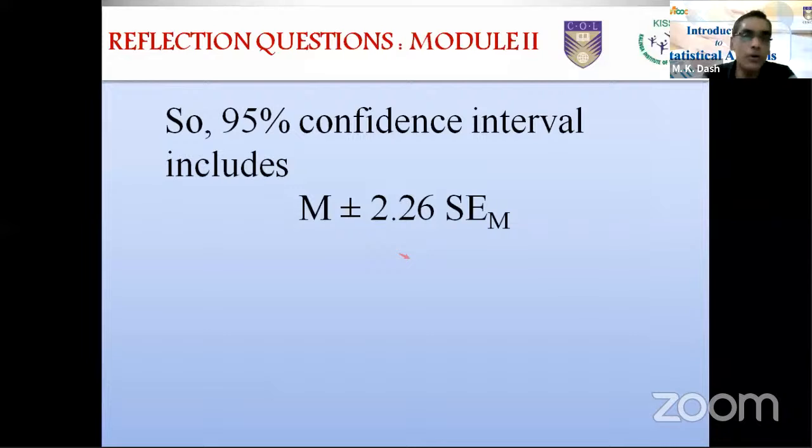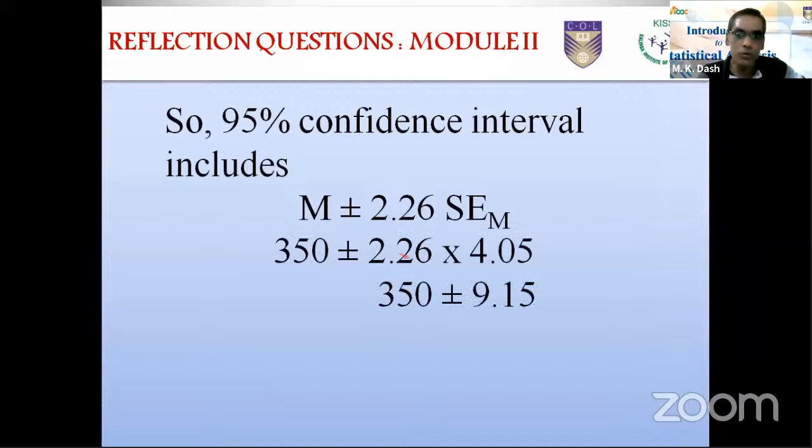So what is the 95% confidence interval? Mean plus minus 2.26 times SEM. Find out 2.26 into our SEM, which is 4.05. This 2.26 we are getting from the table, and 4.05 is our standard error of mean. Multiply these two, you will get the answer 9.15.